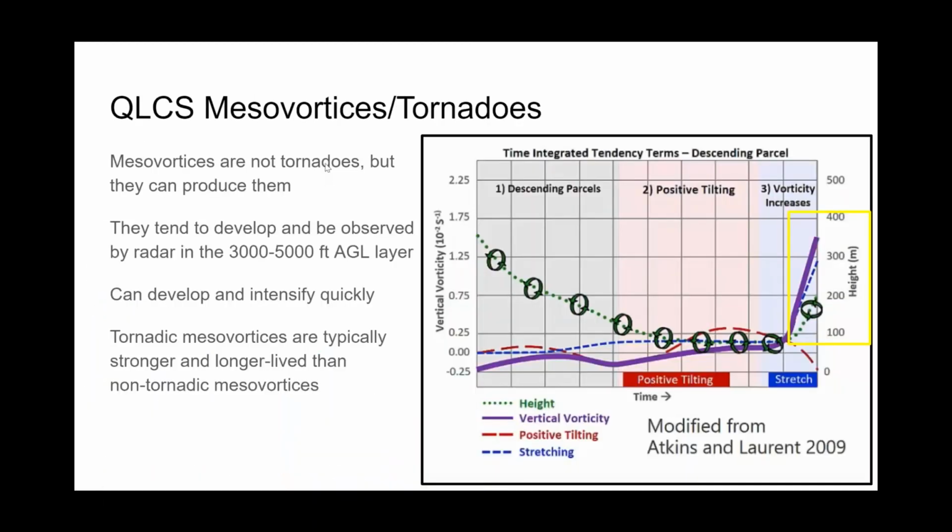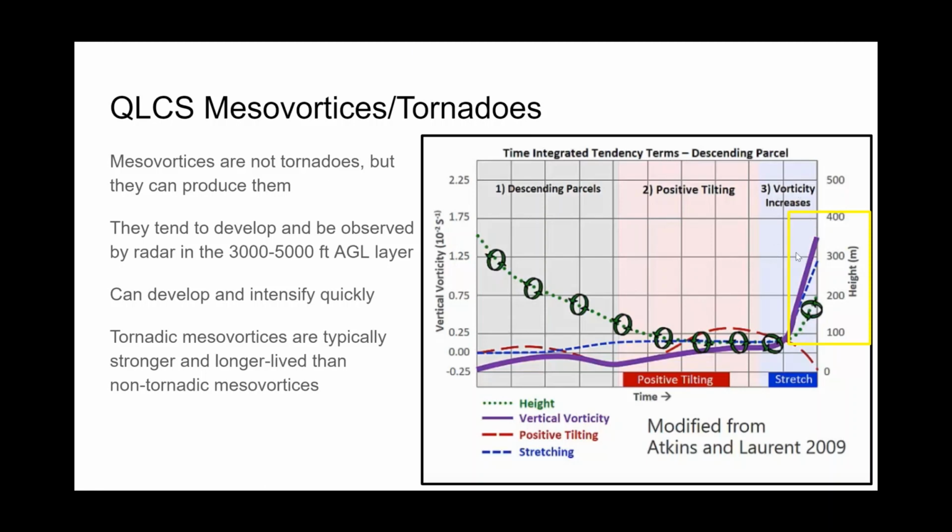QLCS mesovortices and tornadoes, you're going to find that at least the recommendations are similar. Mesovortices, they're not tornadoes, but they can produce them, obviously, and they tend to develop on average roughly in that 3,000 to 5,000 foot layer above ground. And I think we all know they can develop and intensify quickly, right? Tornadic versions are typically stronger and longer lived.